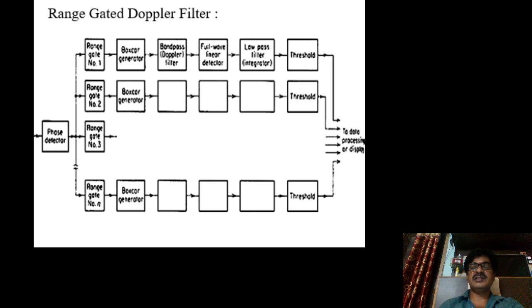After the phase detector, each channel starts with a switch called a range gate, so n number of range gates are used because n number of channels are taken in this example, followed by a boxcar generator, band pass filter, full wave rectifier, low pass filter, and threshold detector.